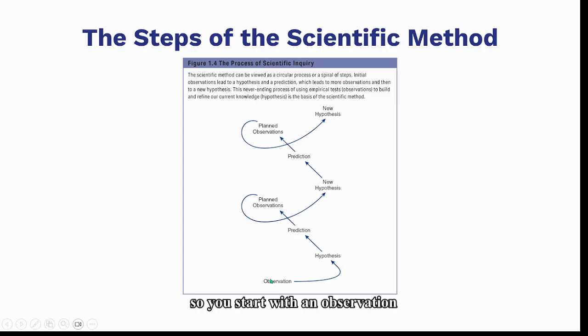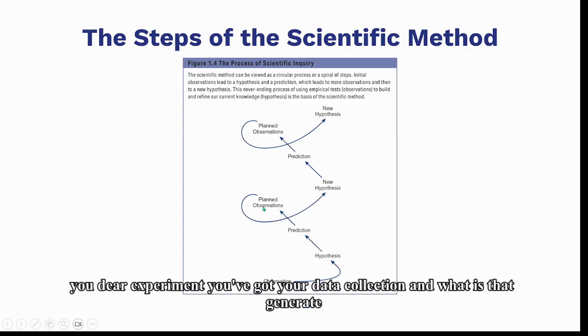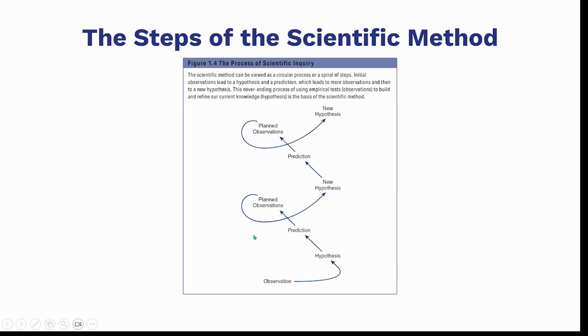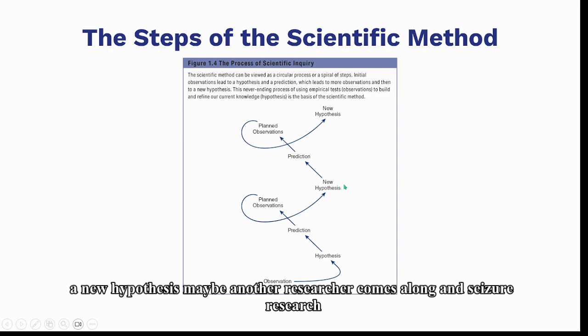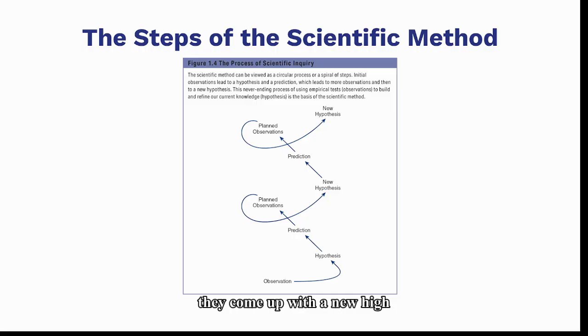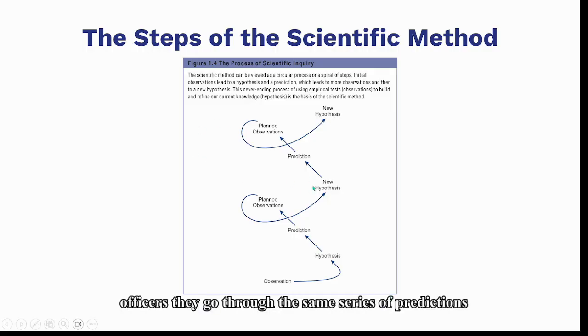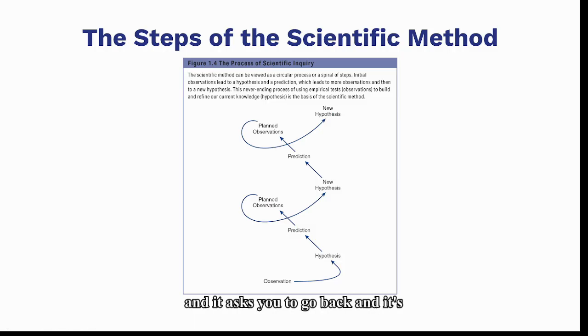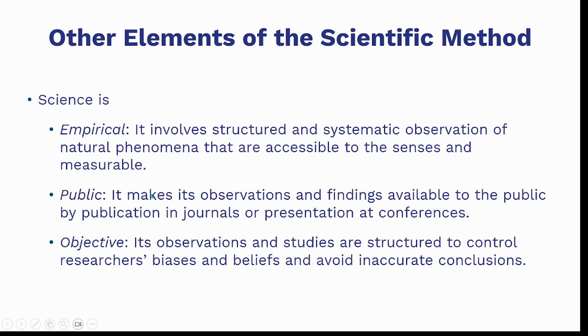So you start with an observation, you make a hypothesis, you make a prediction, you do your experiment, you've got your data collection, and what does that generate? A new hypothesis. Maybe another researcher comes along and sees your research. They come up with a new hypothesis. They go through the same series of predictions, planned observations through an experiment, and then they come up with a new hypothesis. So the scientific method is circular, and it asks you to go back, and it's iterative, okay, to use a word from the last course that I taught.